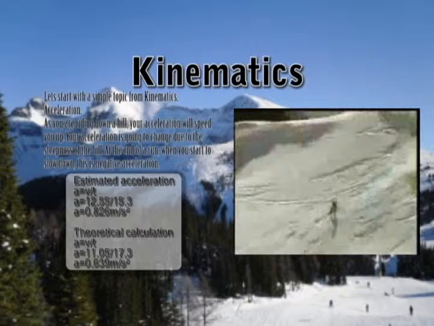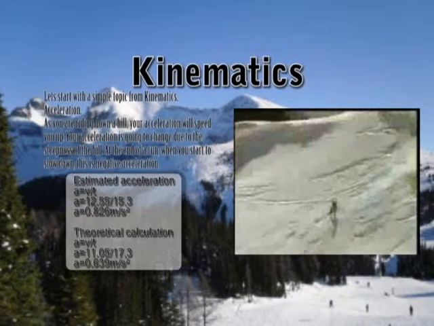Kinematics. Let's start with a simple topic from kinematics, acceleration. As you are riding down a hill, your acceleration will speed up. Your acceleration is going to change due to the steepness of the hill. At the end of the run, when you start to slow down, this is going to be negative acceleration.